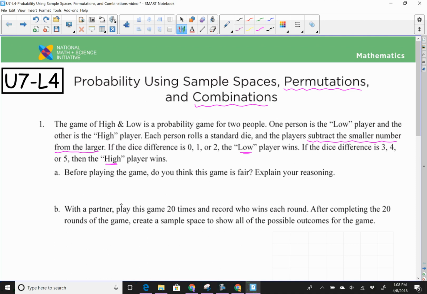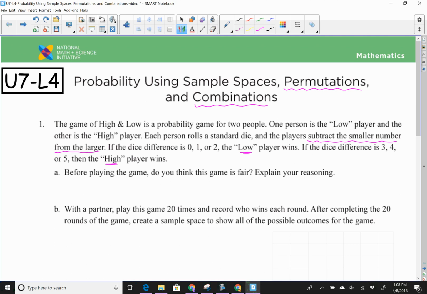So before playing the game, do you think this game is fair? And explain your reasoning. So please pause and write down what you think. And when you have finished writing, then unpause. Just to give you time to do that.